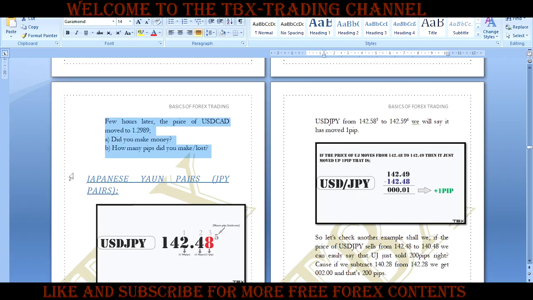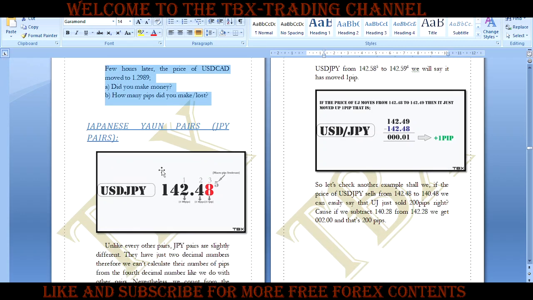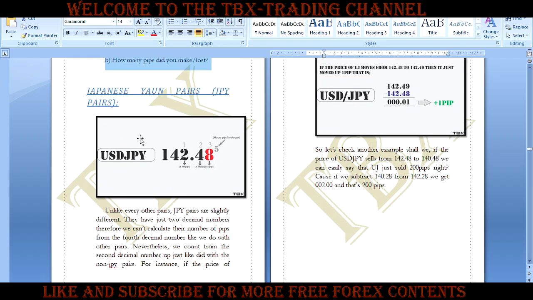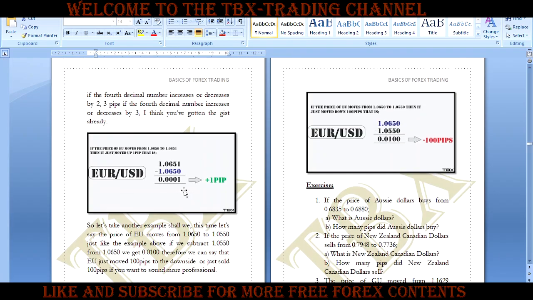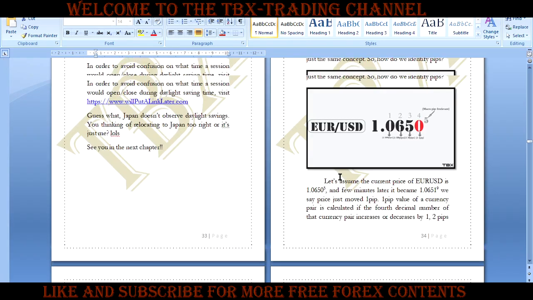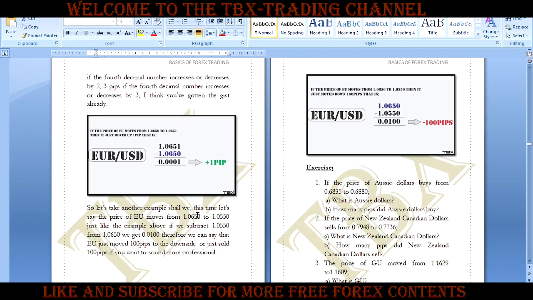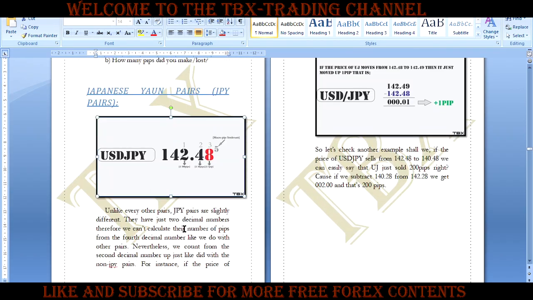And I think to every law there's an aberration. So in the case of pips, the aberration is USDJPY, that is the Japanese Yen pairs. I don't know if you've seen it already, or should I spot it out. You can see that the price is a little bit different from that of Euro USD, which is like 1.0650. Instead, in the case of the JPY pairs, we have something like 142.48.